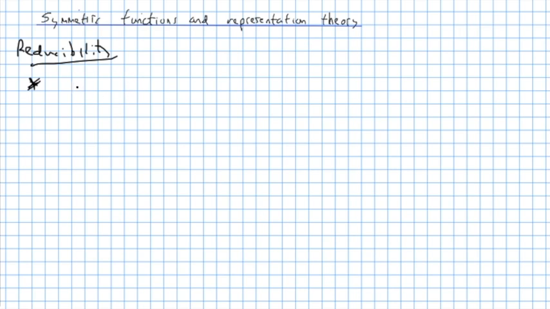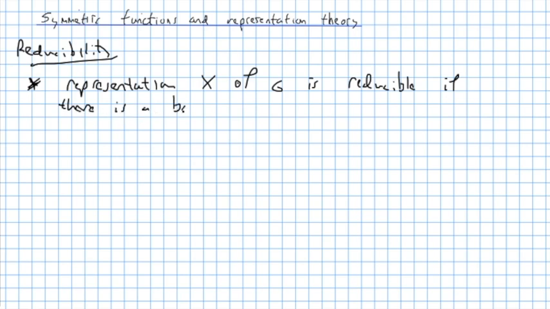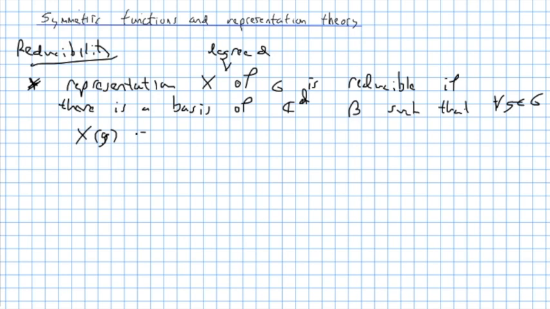So we say that a representation X of G is reducible if there is a basis B of C^d, so I'm assuming that this is a degree d representation, such that for all elements in my group, the matrix X(g) has the following block form.